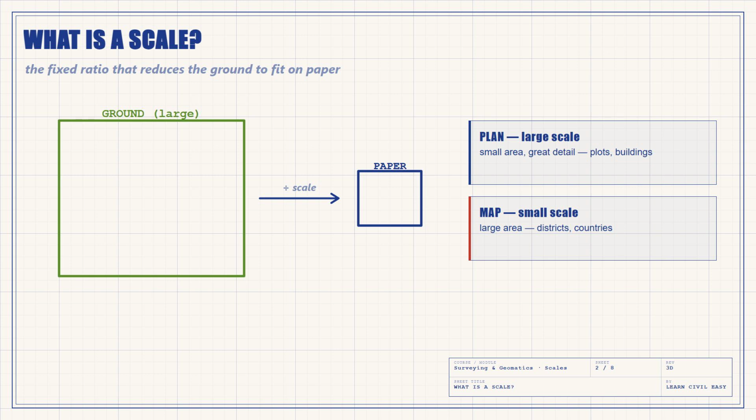Now, here is something interesting. When the scale is large and we show a small area in fine detail, a plot or a building, we call that drawing a plan. But when the scale is small, showing a huge area like a district or a whole country, we call it a map. Just the scale decides.